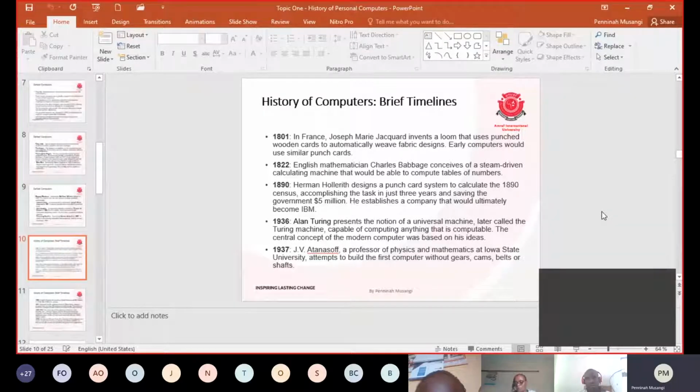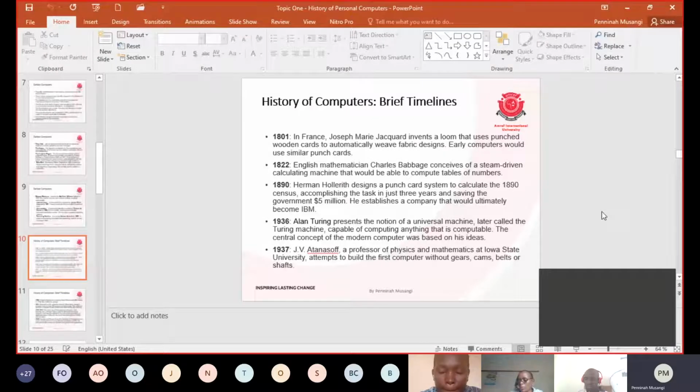And that idea of a computer being able to do almost everything is now the central concept of the modern computer. Actually, the basis of the modern computer is the idea of being able to do most things, from this gentleman called Alan Turing.